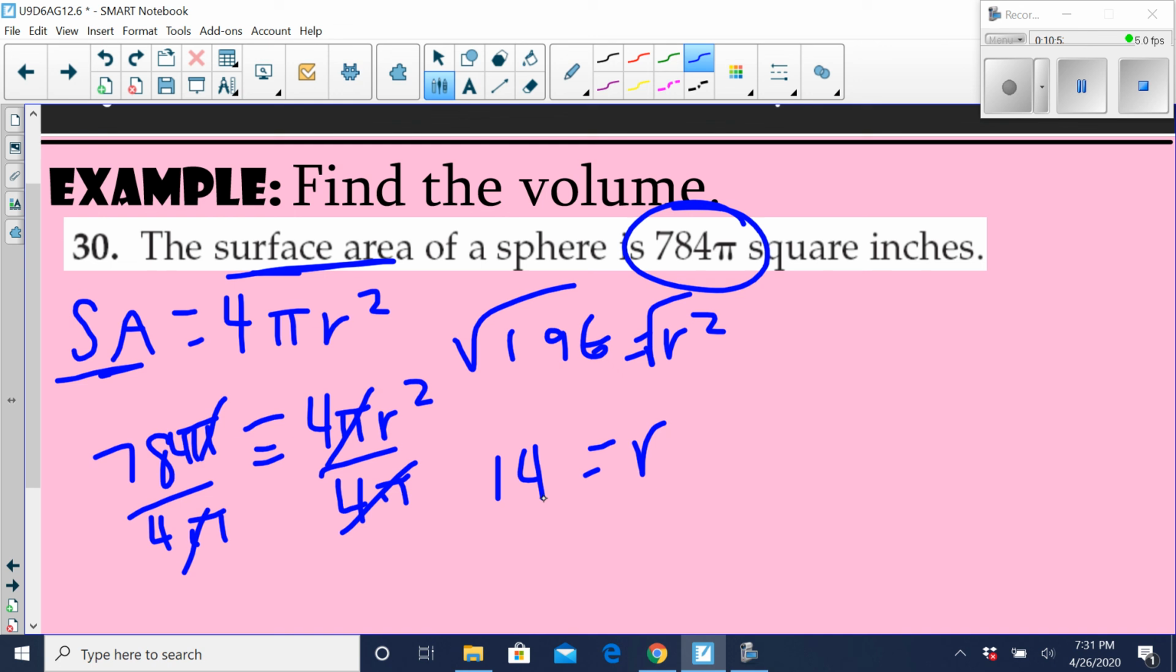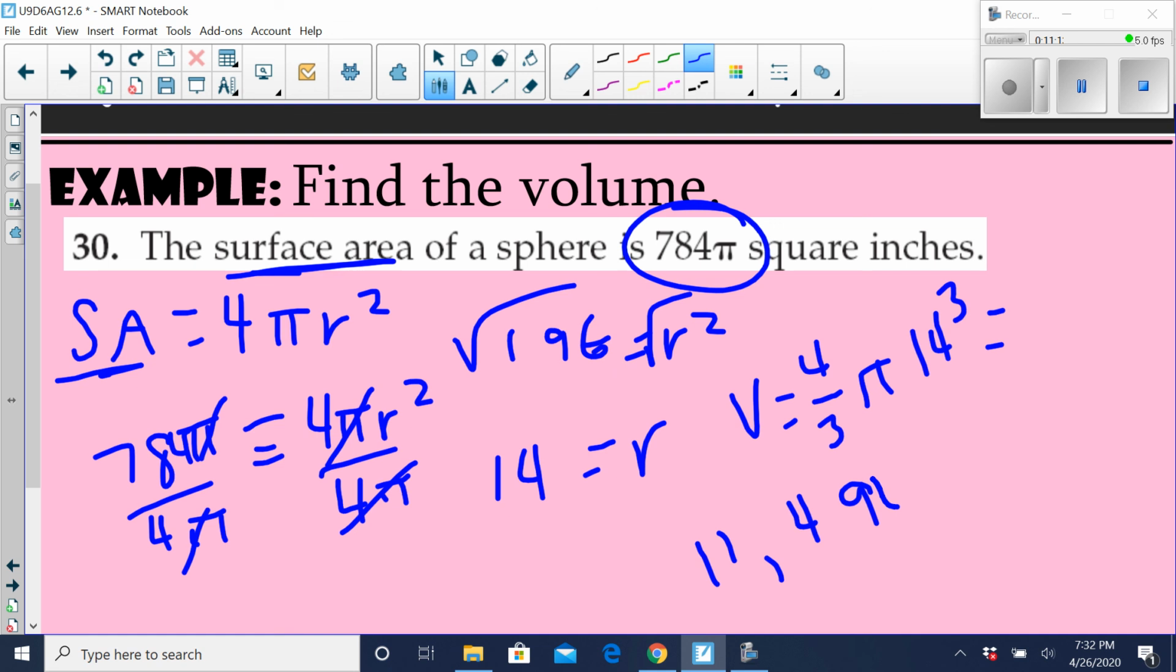And now I'm ready to rock my volume. Okay, volume of a sphere is 4/3 pi radius, which we found to be 14, and then cubed. So this is going to be a very large number. 4/3 pi 14 cubed gives me 11,494.04, so I could leave it here, inches cubed.